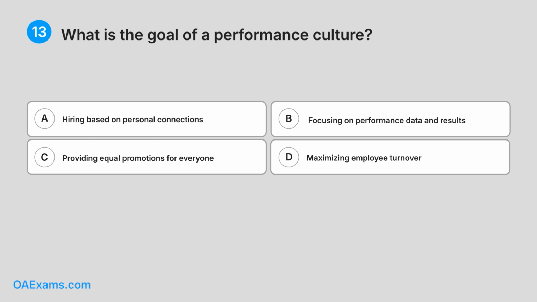13. What is the goal of a performance culture? A. Hiring based on personal connections. B. Focusing on performance data and results. C. Providing equal promotions for everyone. D. Maximizing employee turnover. What do you think is the answer?